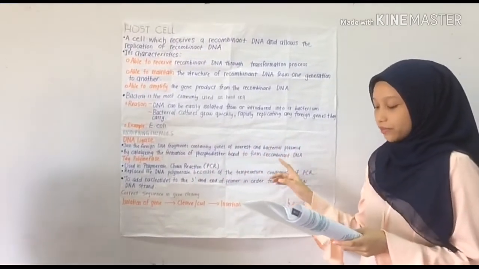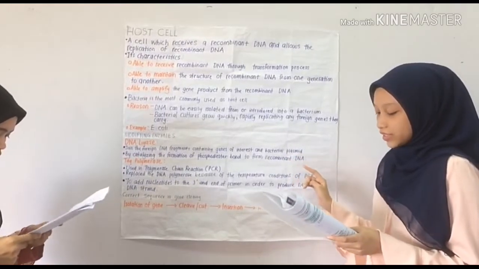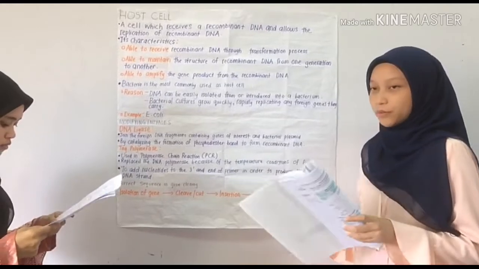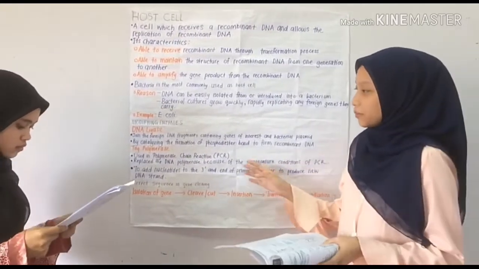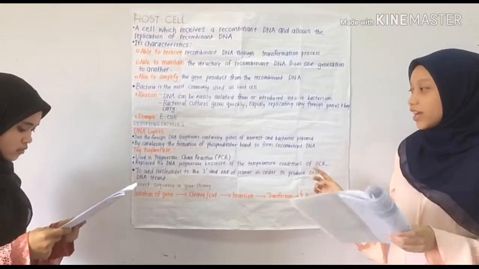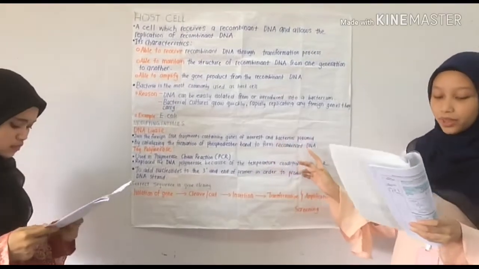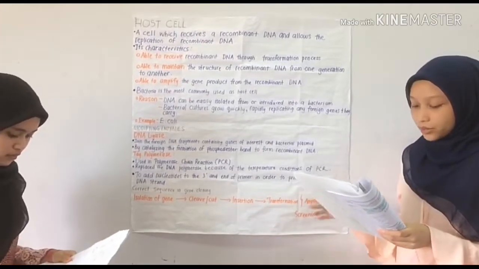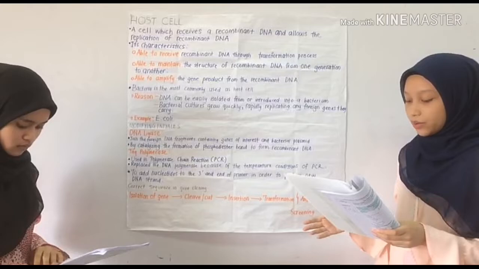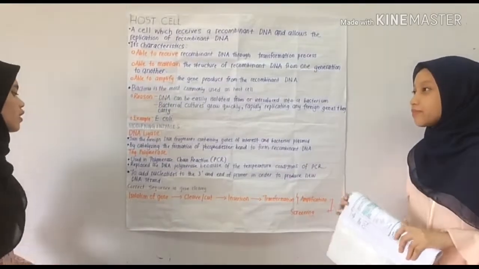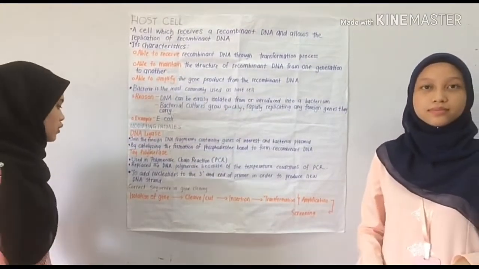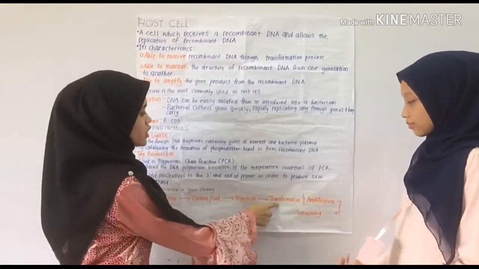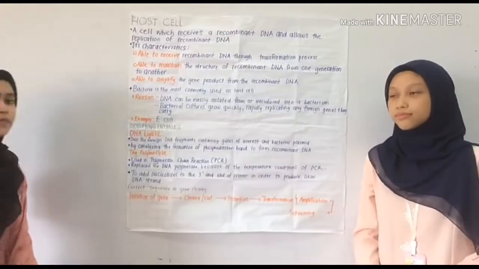DNA ligase joins DNA fragments containing the gene of interest and the bacterial plasmid by catalyzing the formation of phosphodiester bonds to form recombinant DNA. Taq polymerase is used in the polymerase chain reaction, also known as PCR, replacing DNA polymerase because of the temperature conditions of PCR, to add nucleotides to the 3' end of the primer in order to produce a new DNA strand. So, the correct sequence in gene cloning: isolation of gene, cleave or cut, insertion, transformation and amplification, and also screening.